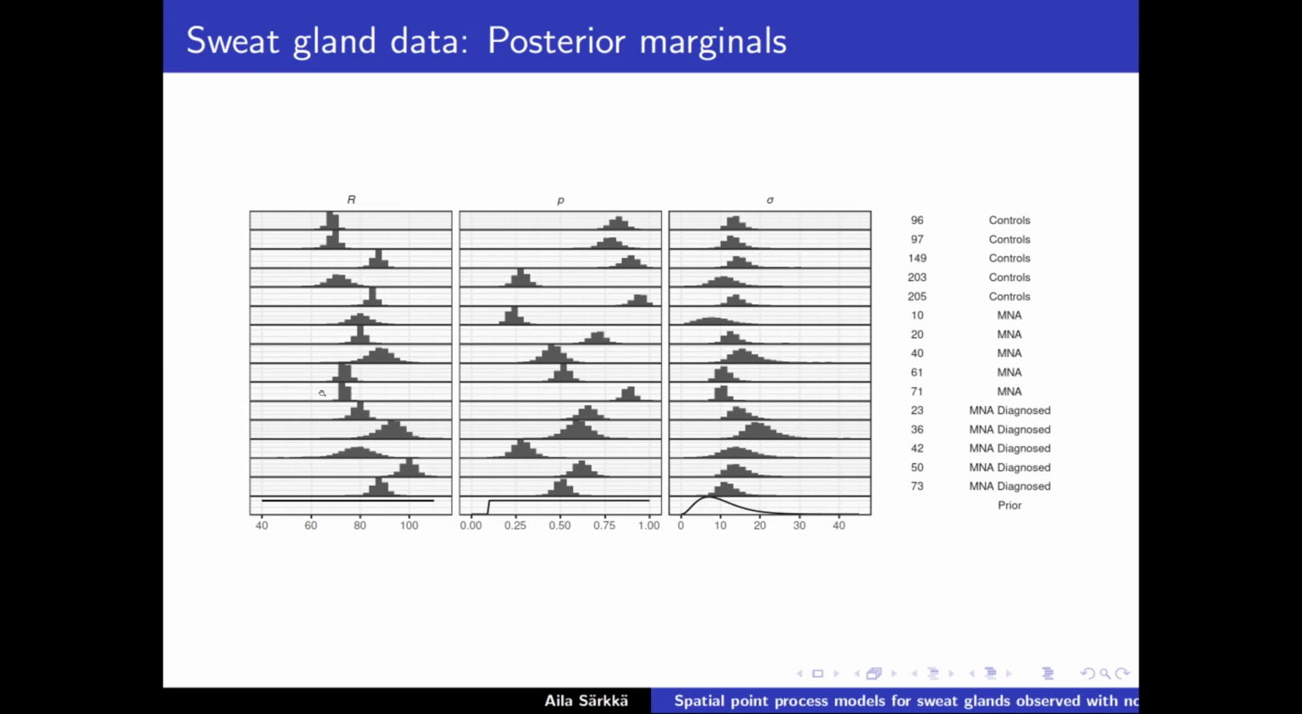There's a lot of within group variation, but maybe there is some tendency that the hardcore radius is a little bit smaller in the healthy group compared to the others, and maybe the activation probability is higher in the healthy group than in the others. So you can see some differences, but they are not very clear, and there is a lot of variation within the groups.